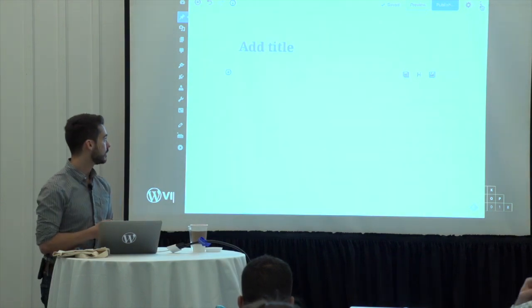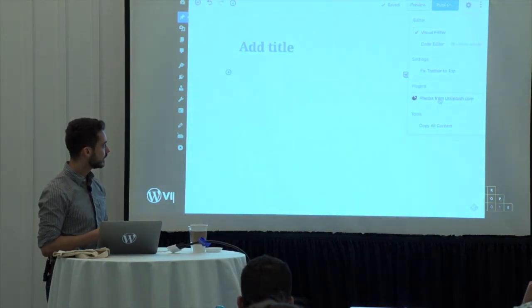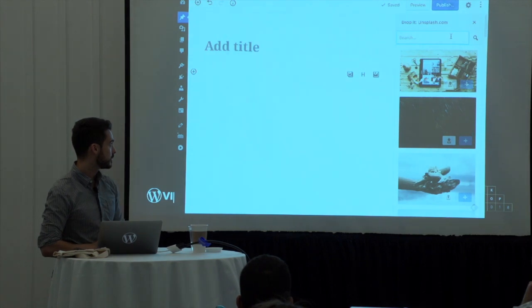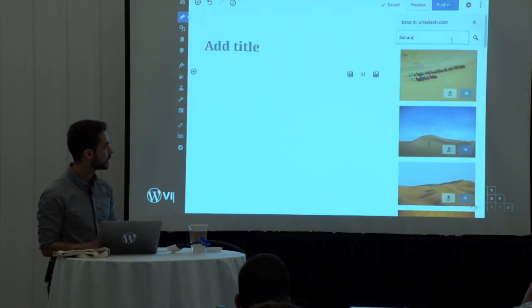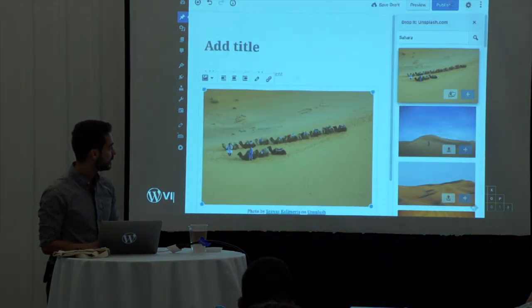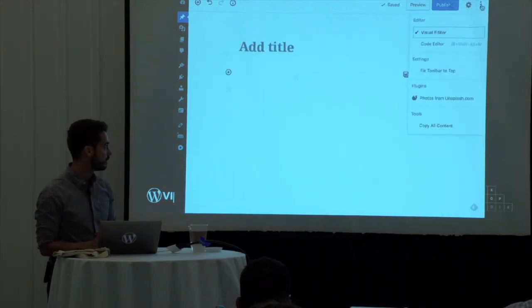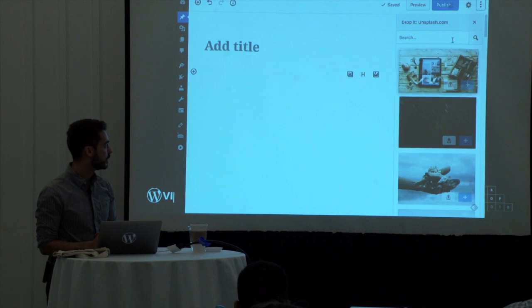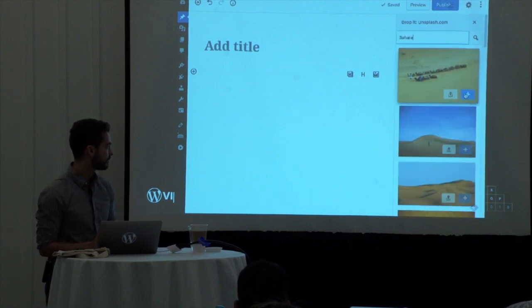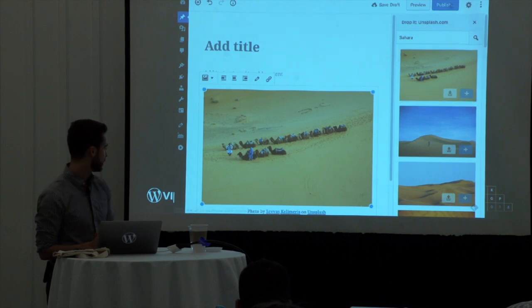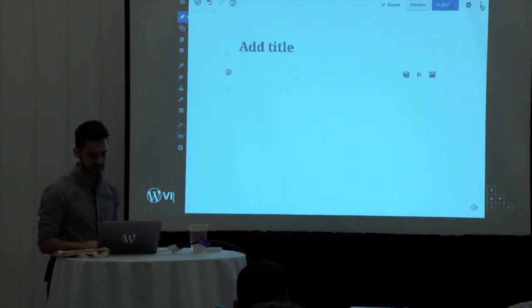Another example is from my colleague Riyadh. It's a sidebar that's basically a way to access the Unsplash image service. And it just provides a way to search for images and insert them right from the sidebar. And it's super simple. It's just something that you would do in an afternoon. And that's it.